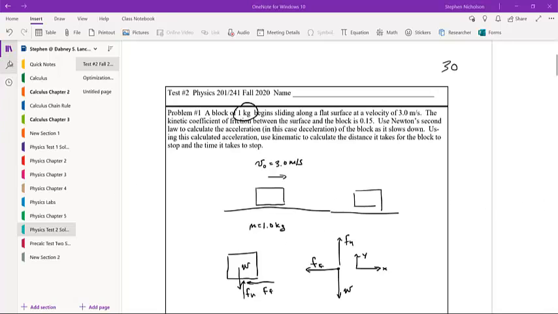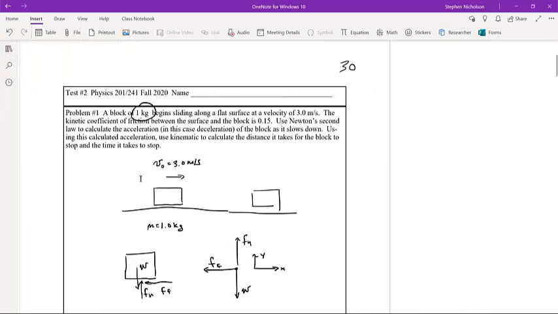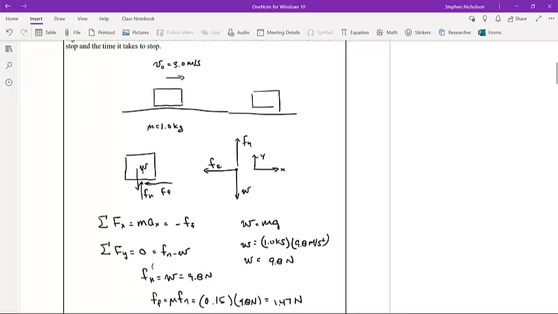Okay, so here's the solution to the test. We have this object moving at 3 meters per second, sliding along a flat surface until it stops. If you look at the object, you've got the weight putting down, you've got the friction force going to the left, you've got the normal force going up.